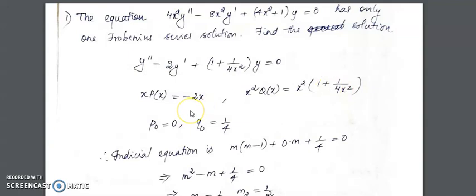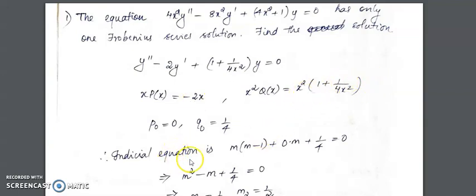So here, as a polynomial, x square q of x is x square by 4 plus 1, and x p of x is minus 2x. So here p naught will be equal to 0, there is no constant coefficient here, and q naught will be 1 by 4.